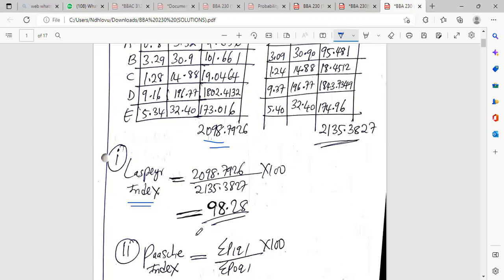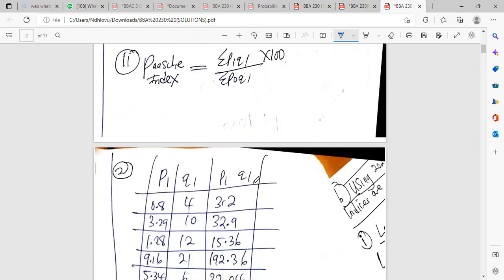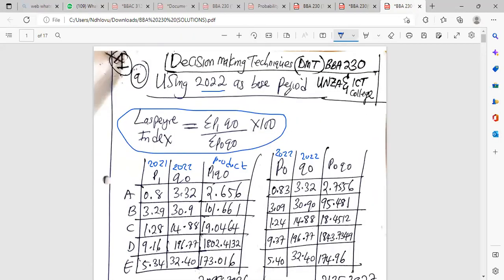Then we're getting down to the Paasche index, which is summation of P1 Q1 over summation of P0 Q1 times 100. Here we are using P1, this is for 2021, because they're saying you are using 2022 as a base period.